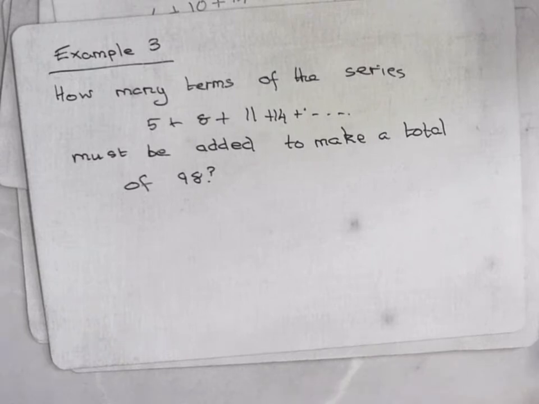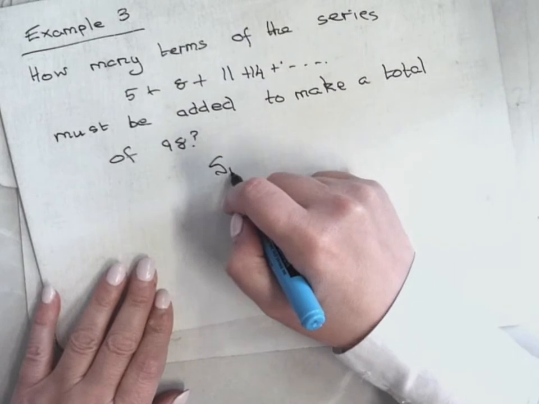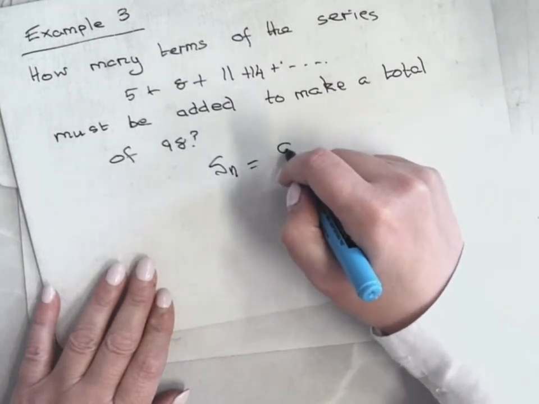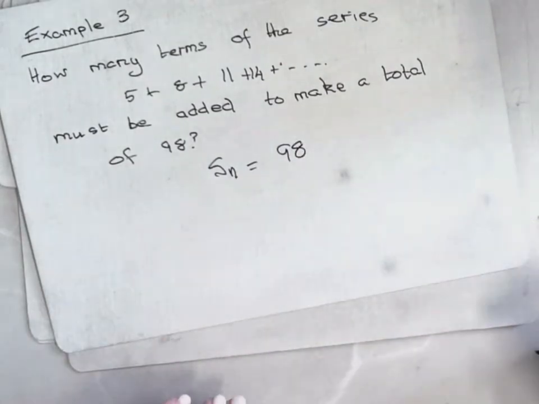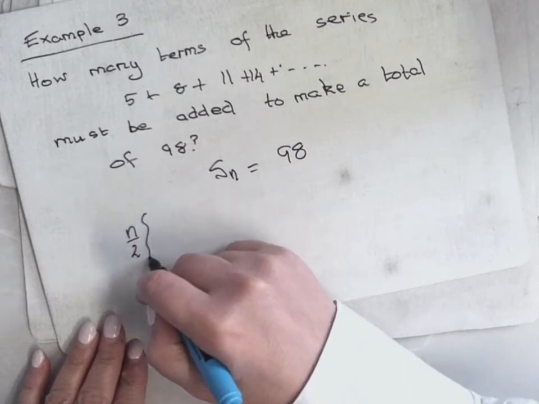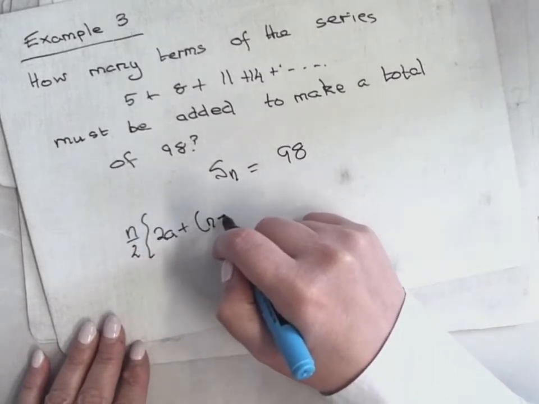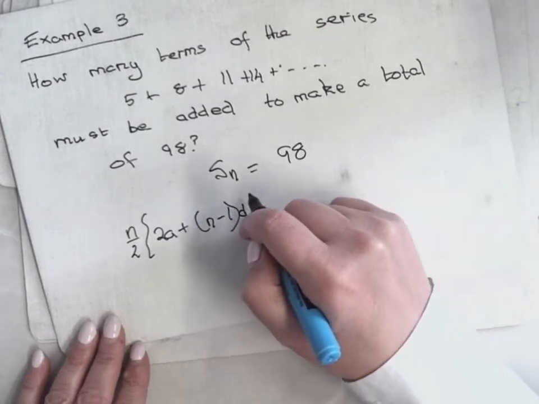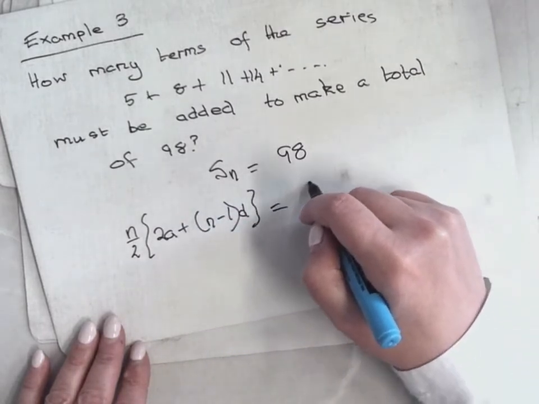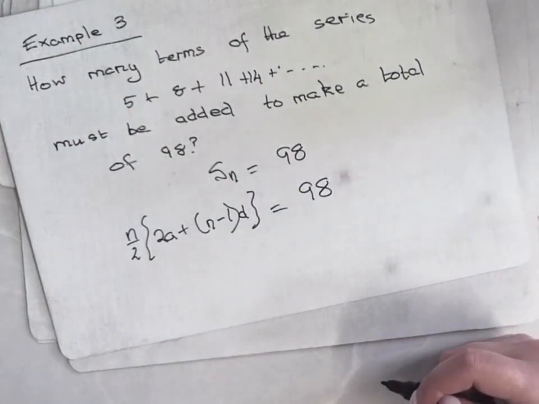Are you ready? So this time they're saying Sn, the answer is, so you added a certain number of terms and you got 98. You don't know how many terms you added, that's the question. How many terms did you add? So the formula is n over 2 times 2a plus n minus 1 times d. But when you work all that out, you got 98. So you're looking for n, because you want to know how many terms I added.